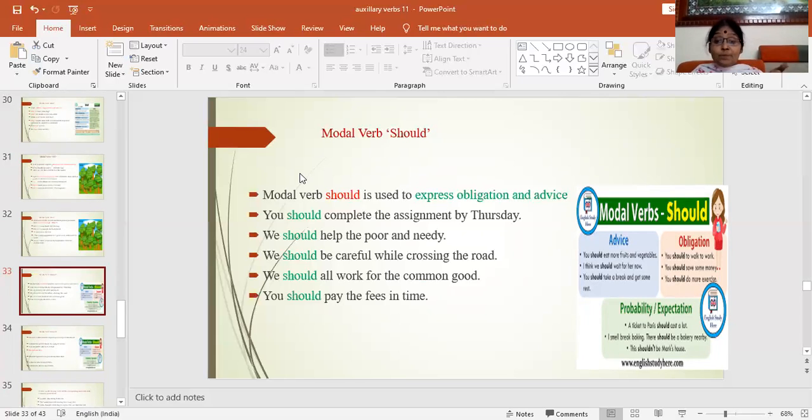A ticket to Paris should cost a lot. Expectation. Probability. It might cost a lot. We should be careful while crossing the road. It's an advice. We should all work for the common good. You should pay the fees in time. So in this way, we can use our modal verb should to express obligation, advice, or probability, right?